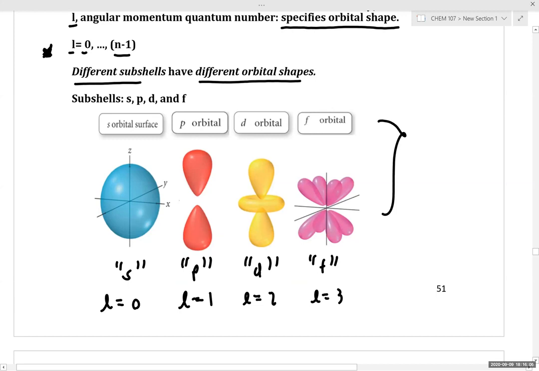Does that make sense to everyone? Does this new quantum number make sense? l controls shape. Any questions on this idea?